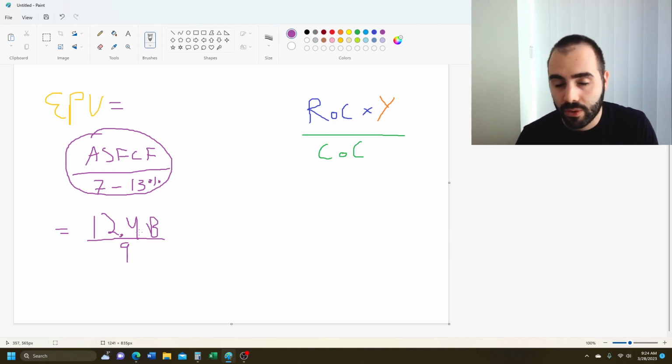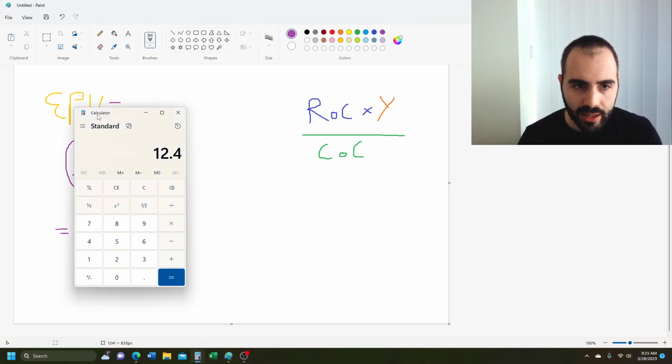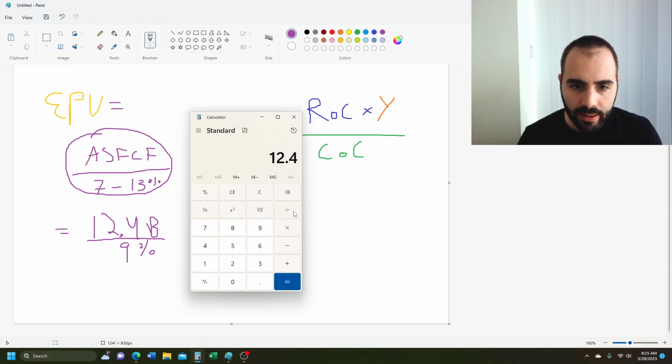It's totally up to you, whatever you choose to use. What this is saying here is we got 12.4 billion in terms of the average sustainable free cash flows, and our cost of capital is 9%, right? So let's put that into the calculator here, divided by 9%.